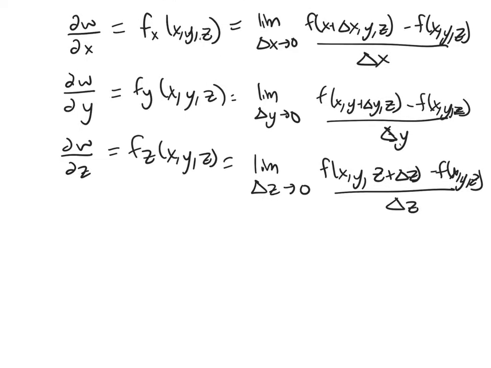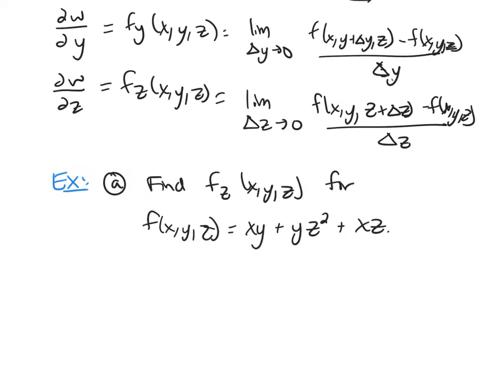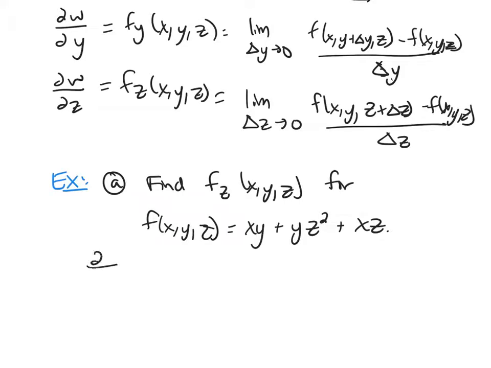Okay, so let's look at a problem where I need to find these partial derivatives for a function of three variables. So for part A, find f sub z for the function x times y plus y times z squared plus xz. So what would the partial derivative with respect to z be?